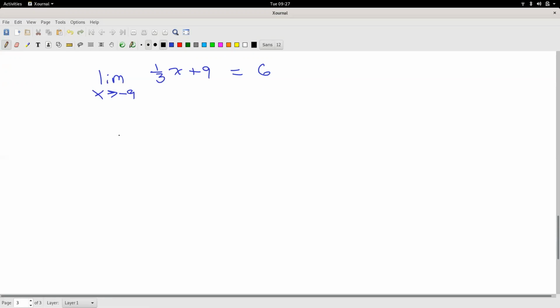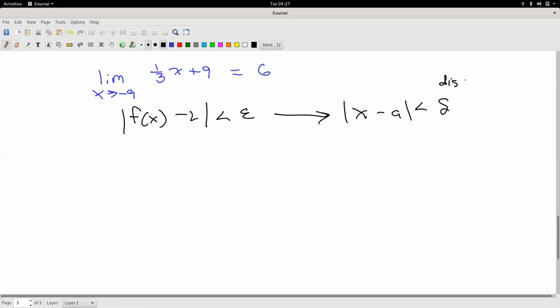And the definition says, starting with |f(x) minus L|. So what we want to know is, how far apart is the function value at any other x value but negative 9? How close are you to L? And we want that to be close. How close? Epsilon close. And then we want to morph that into |x minus a| is less than delta. And our goal is to discover delta based on the starting point.